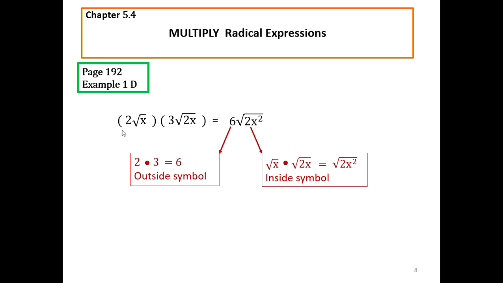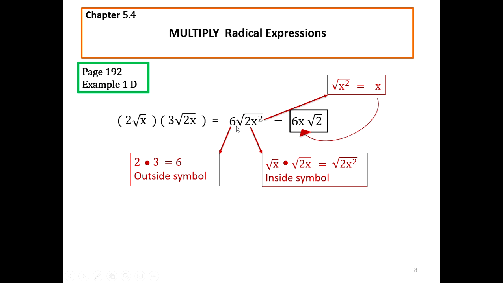Now take a look over here, 2x squared. We have x squared. Square root of x squared is x, so we can take out an x. And we're going to have the 2 left in here. So we're going to actually have 6x square root of 2 as your answer.